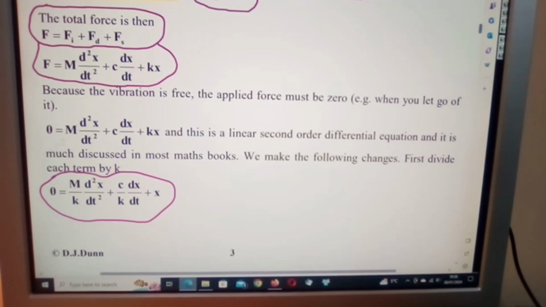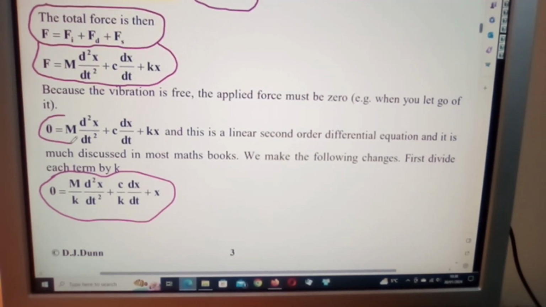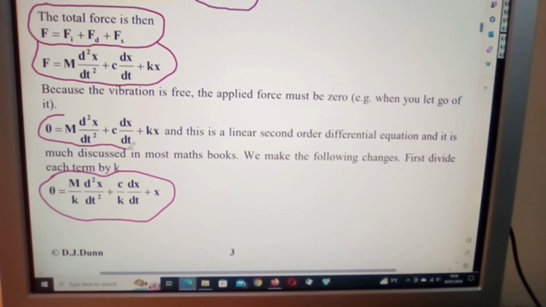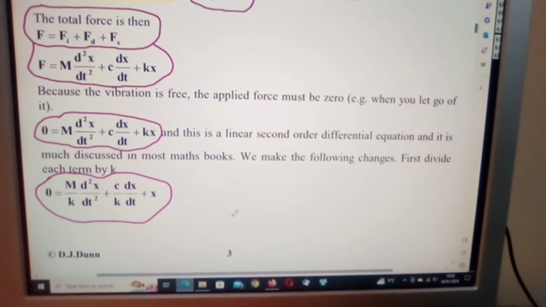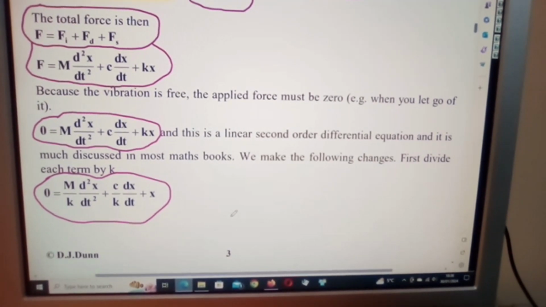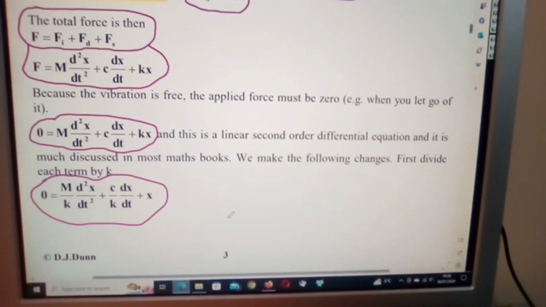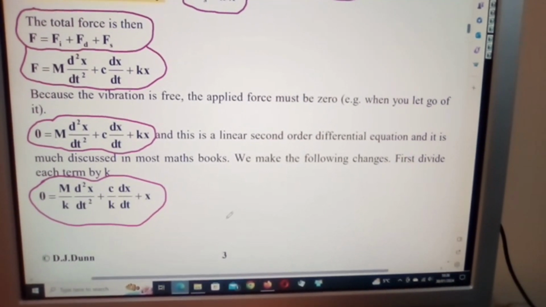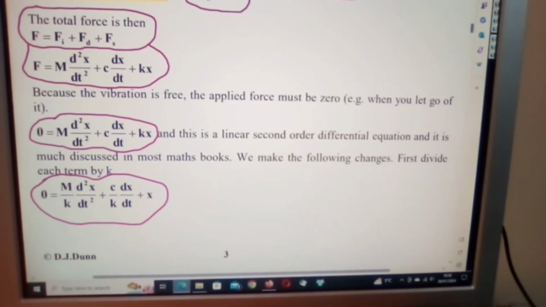And again, here you have your formula. That is your formula, and this is a linear second order differential equation, and it is much discussed in most math books. We make the following changes. First, divide each term by k.